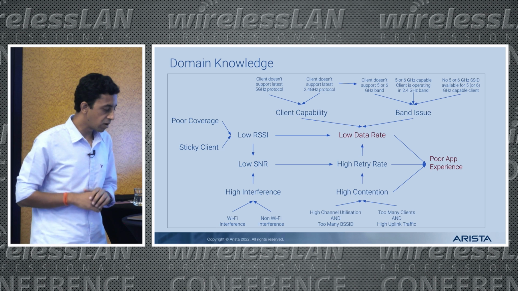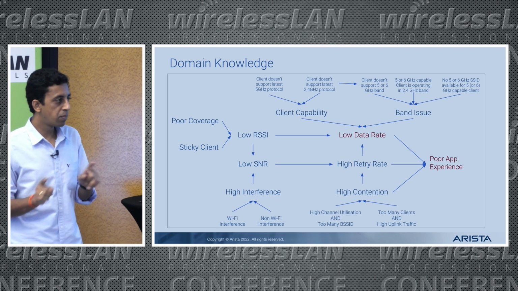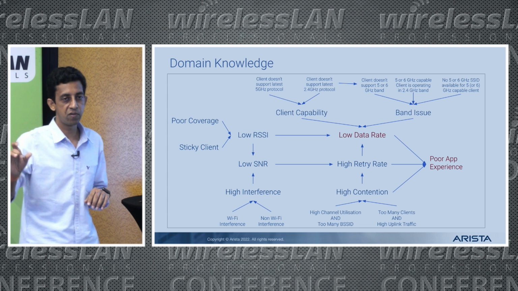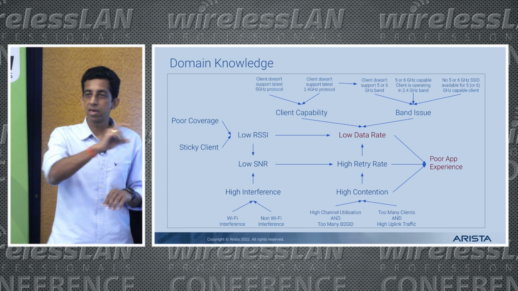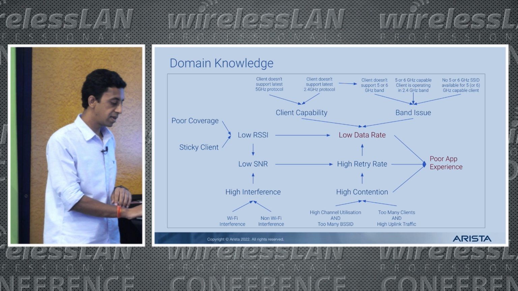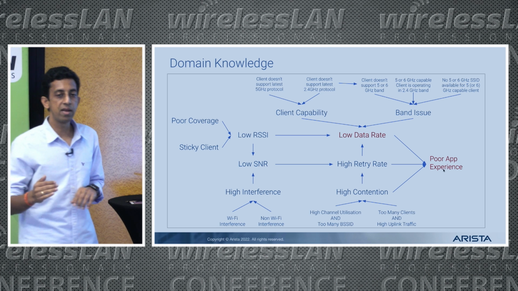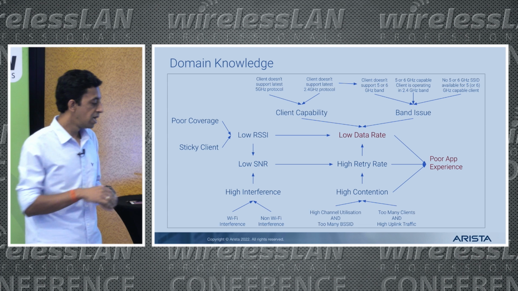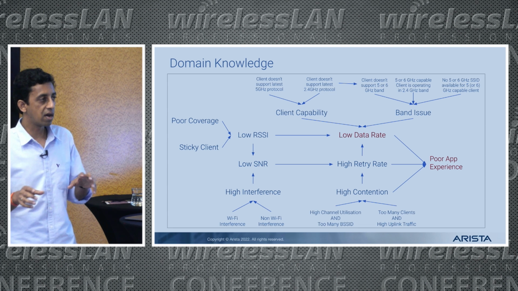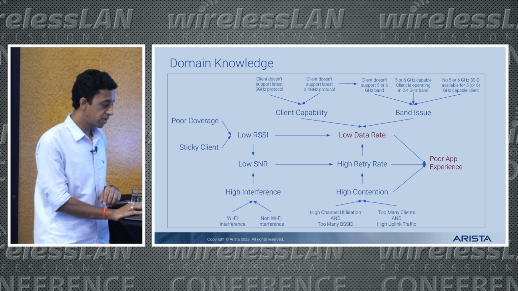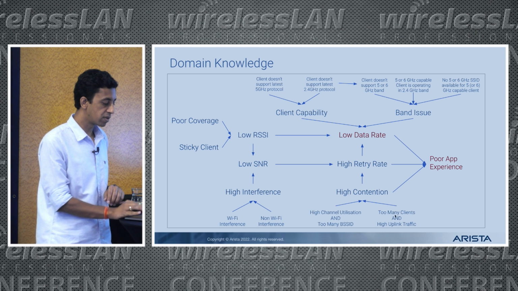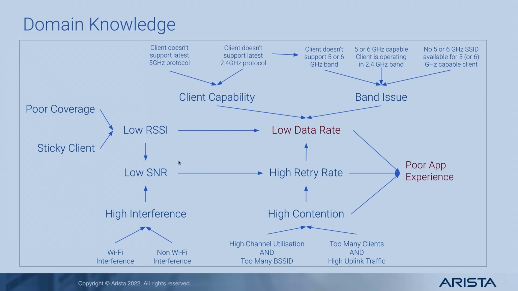Now, let's talk about domain knowledge. So this is really important. It basically tells you how different symptoms and different root causes are connected to each other, right? So for example, let's say our symptom is poor application experience. That can be caused by a low data rate, high retry rate, high contention, and so on. You can take this dependency graph and go back from there, and you can see, on the periphery you have certain root causes, which are also dependent on each other, right? So this has to be built into your root cause analysis engine. This is specific to Wi-Fi. We know how these things are connected to each other.